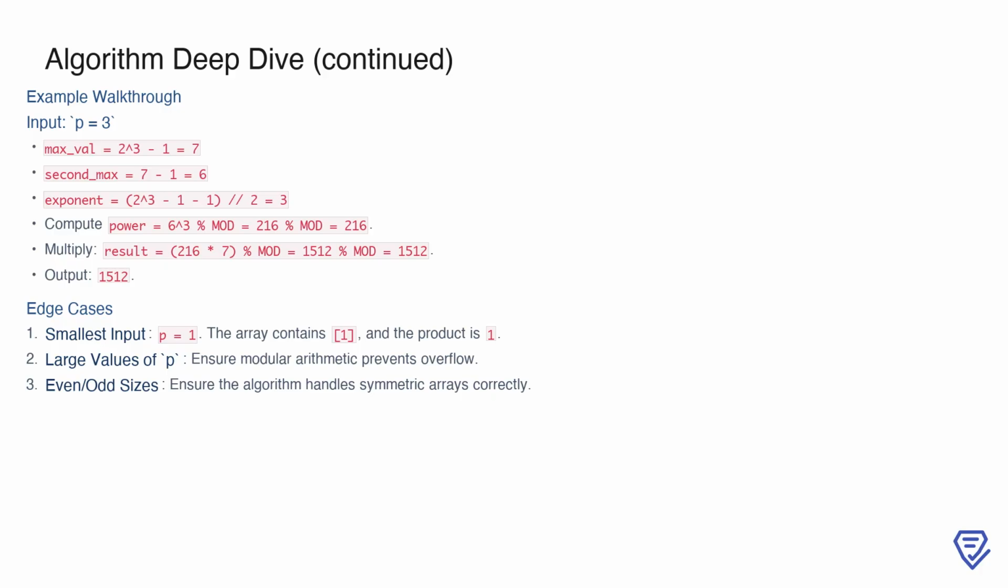For edge cases, when p equals 1, the array contains only 1, so the product is 1. For large values of p, modular arithmetic ensures that computations remain efficient and avoid overflow. The algorithm also correctly handles both even and odd-sized arrays, leveraging their symmetry to simplify calculations.